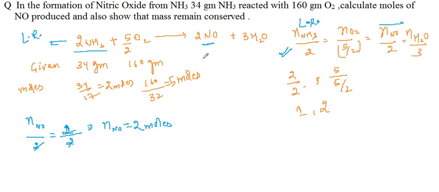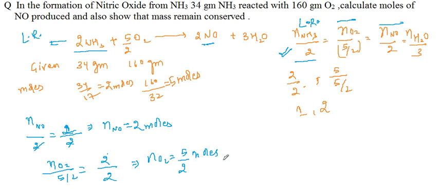Now we know how many moles of O2 should be used. We will equate this by the limiting reagent. All the calculation we have to make by the limiting reagent. So moles of O2 divided by 5 by 2 should equal moles of ammonia. Moles of ammonia is 2 divided by 2. Now 2 and 2 will cancel. So moles of O2 used will be 5 by 2 moles.